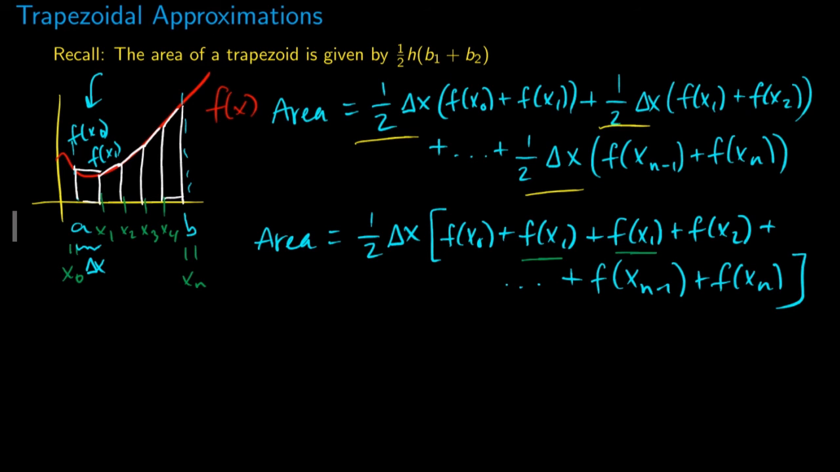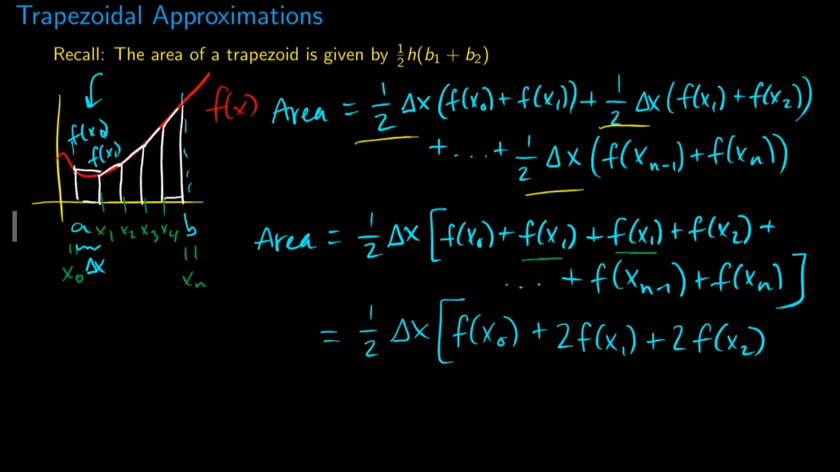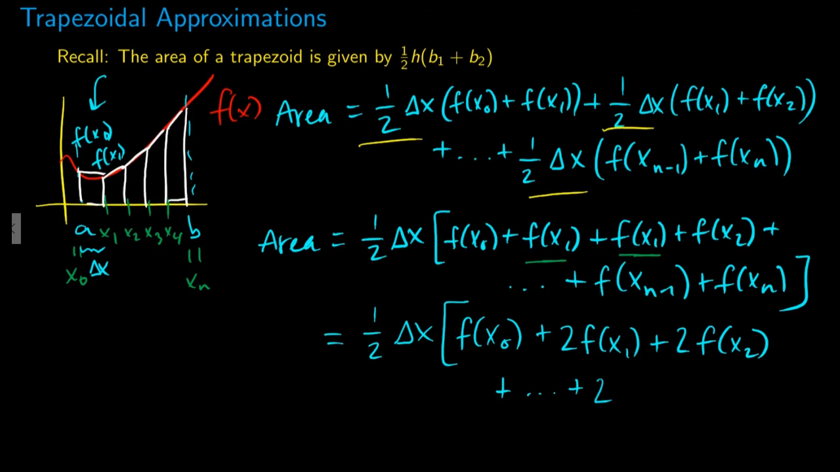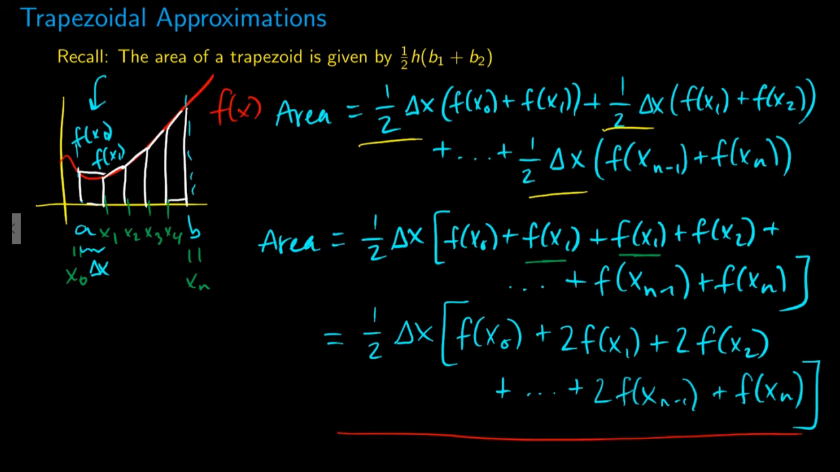We can simplify this to say 1/2 delta x times the quantity f of x0 plus 2 f of x1 plus 2 f of x2 and so on and so forth until we have plus 2 times the second to last one, which is f of x n minus 1, and then just 1 of the last base, which is f of x sub n. And that is our formula for taking trapezoidal approximations of the area under the curve.